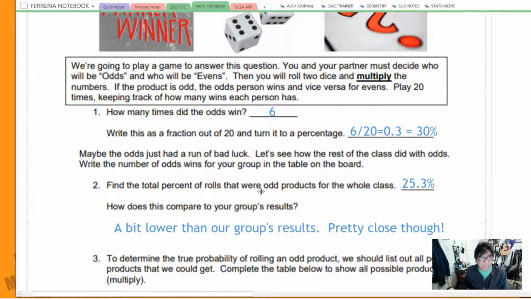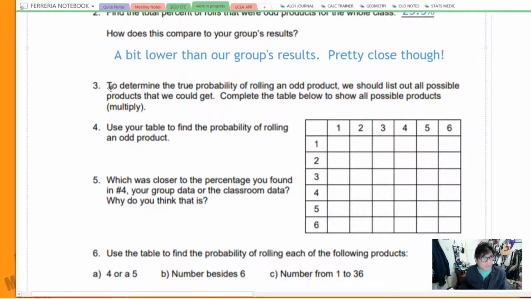And so that was our simulation part. The next part here is we want to determine the true probability of rolling an odd product. So we're going to list the numbers that we can. So here's what we have. On the top row here, we've got die number 1. Side row over here, we've got die number 2.